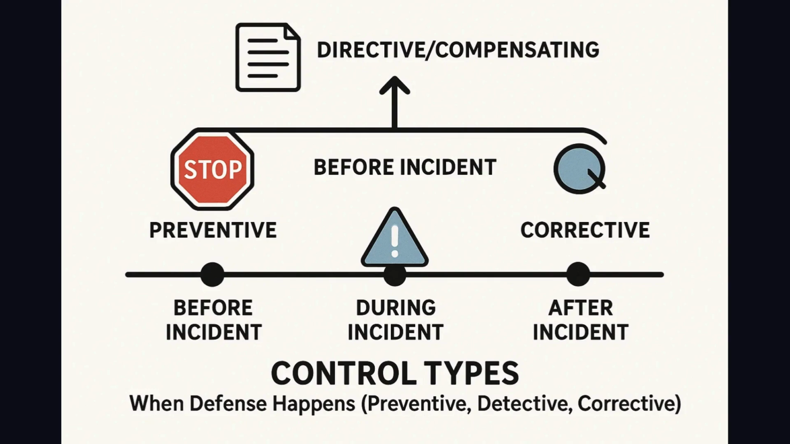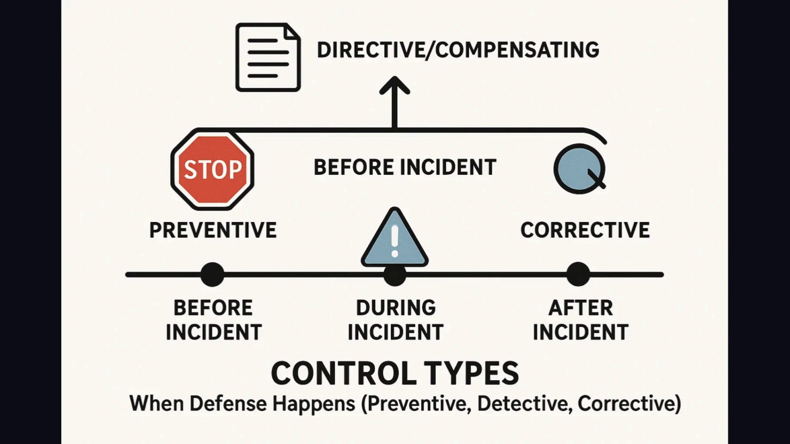Detective controls. These identify security events that have already occurred. Example: intrusion detection systems (IDS). Corrective controls. These remediate security issues that have already occurred. Example: restoring backups after a ransomware attack. Directive controls. These inform employees and others what they should do to achieve security objectives. Example: policies and procedures. Compensating controls. These are controls designed to mitigate the risk associated with exceptions made to a security policy. They provide an alternate way to maintain security.